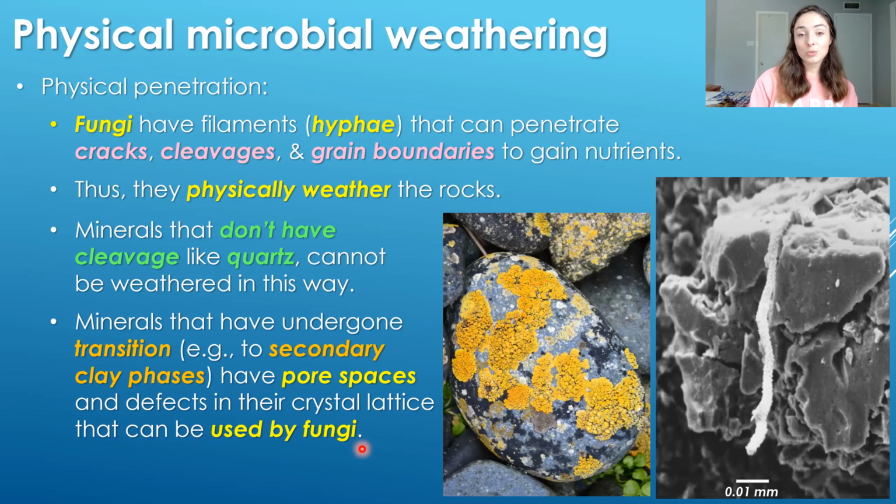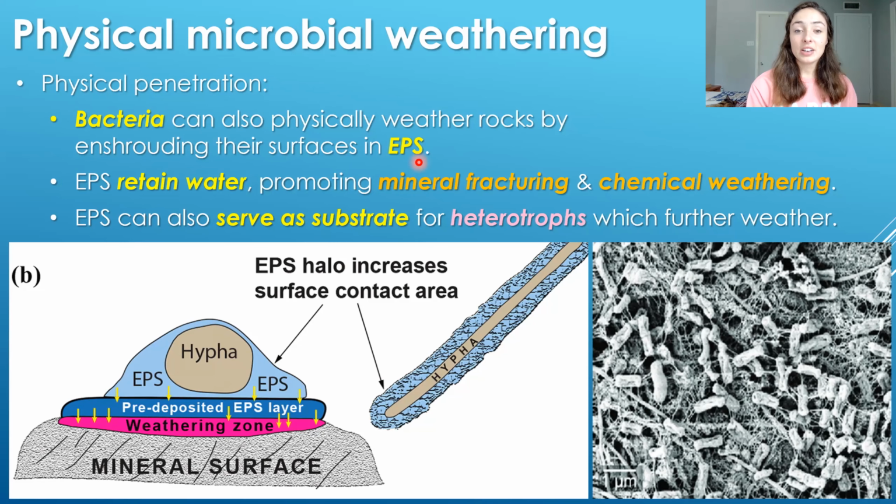And these pore spaces can be exploited by these fungi in the same way we mentioned for cracks, cleavages, and grain boundaries. But bacteria can also play a role in physically weathering rocks. In this case, they actually cover the rock surface in what's called EPS, or extracellular polymeric substances. I've talked about these substances on my channel before.